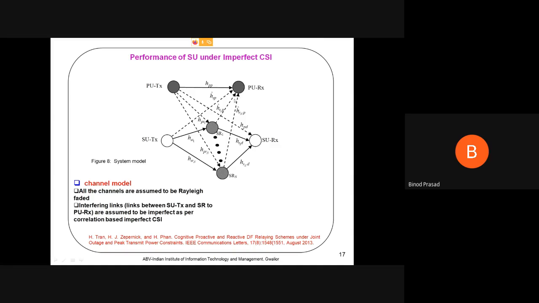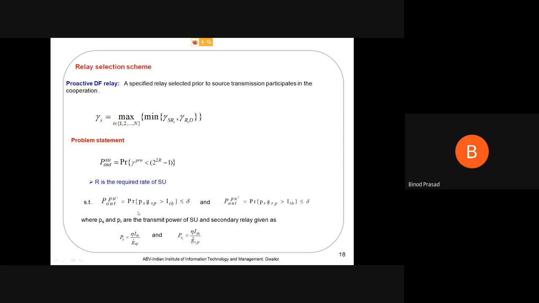So if PU receivers can tolerate such kind of outage, it can tolerate a certain percentage of time, it can go off for its own transmitter. So we have assumed that scenario. So due to SU, it can have some outage, and that is delta. So we have defined that it can have a given outage of delta. It should be less than that outage probability. Also due to the relay, that outage should be maintained. So this is the requirement.